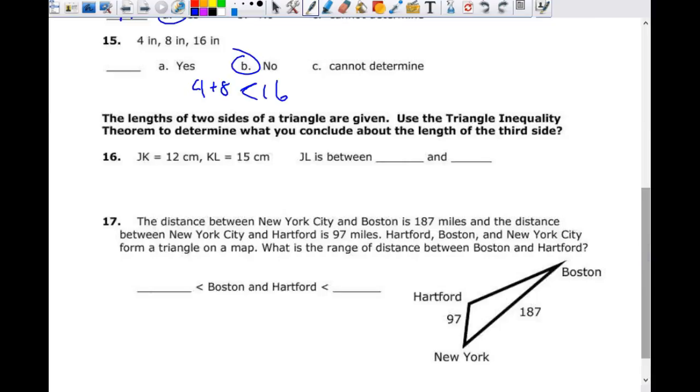These ones are even easier. It says find the range of the sides. To find the max range, the max is equal to these two numbers added together, 12 plus 15. 12 plus 15 is 27. Find the minimum range. Instead of adding them, what do you guys think you do? Subtract them. 15 minus 12 is 3.